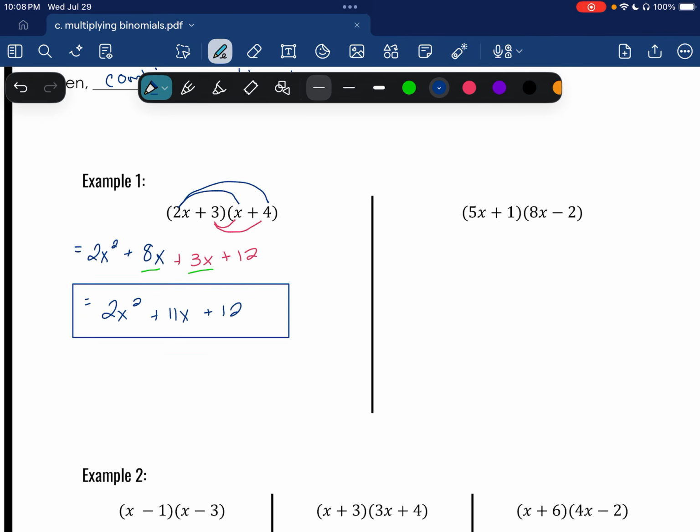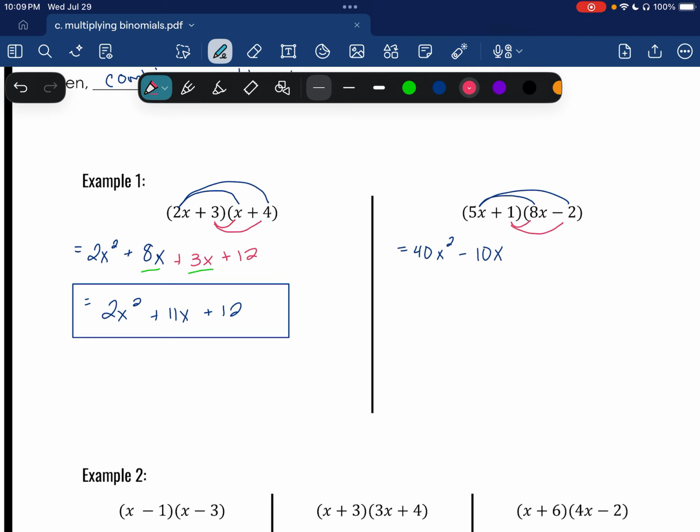Alright, let's look at this next one here. 5x plus 1 times 8x minus 2. So again, we're going to take 5x and we're going to distribute it. So 5x times 8x is 40x squared. 5x times minus 2, that would be minus 10x. We're going to switch colors and we distribute the 1. That means we'll just end up with the second binomial as it appears, right? 8x minus 2.